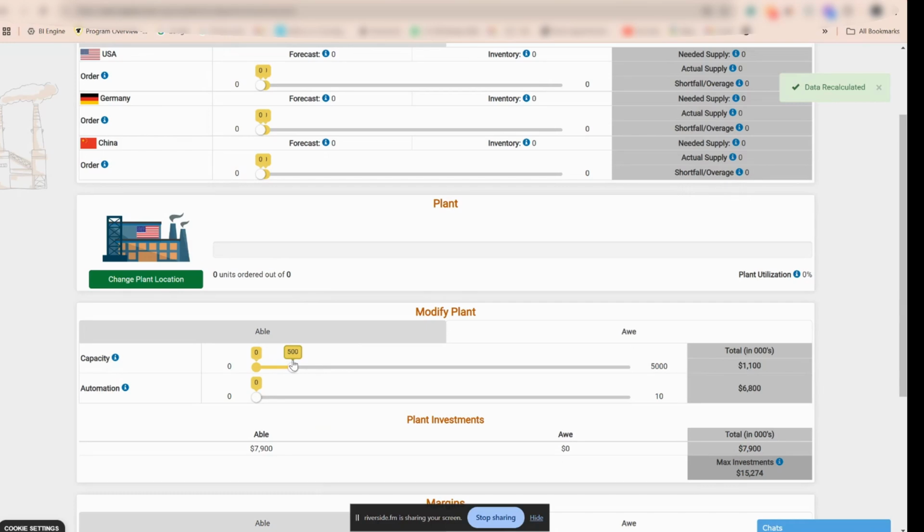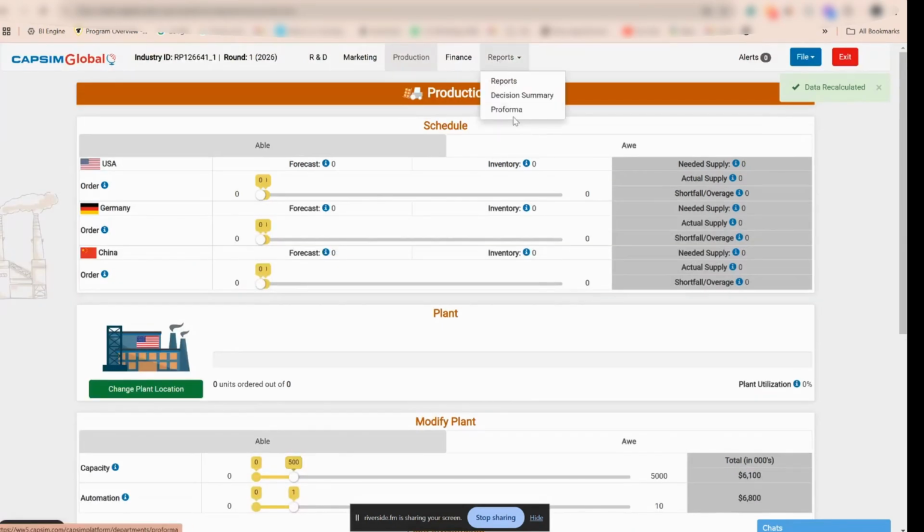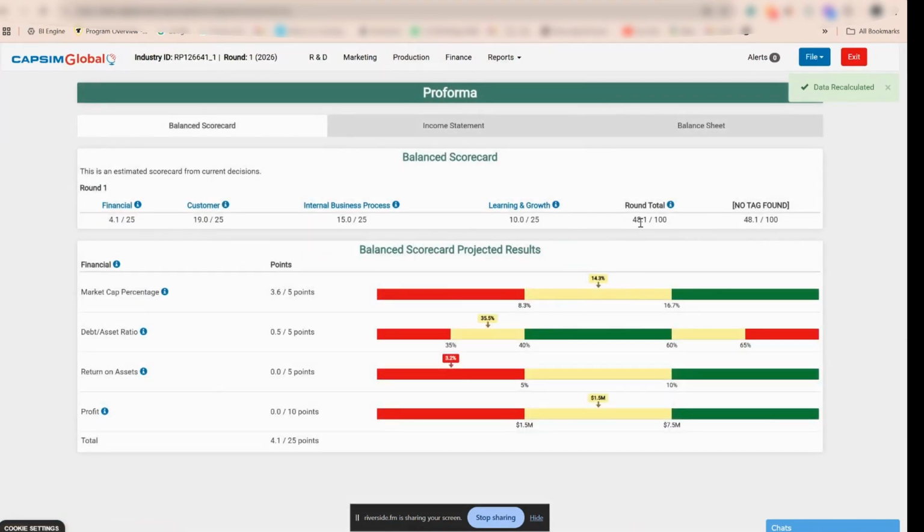I'm just going to settle for 500 and one automation for now because I'm investing. I don't want to just pump it up, so I'm just going to leave it at that. You can see I already spent 12 million on the plant. But let's see, how does this affect our performance? It's still 48. Okay.